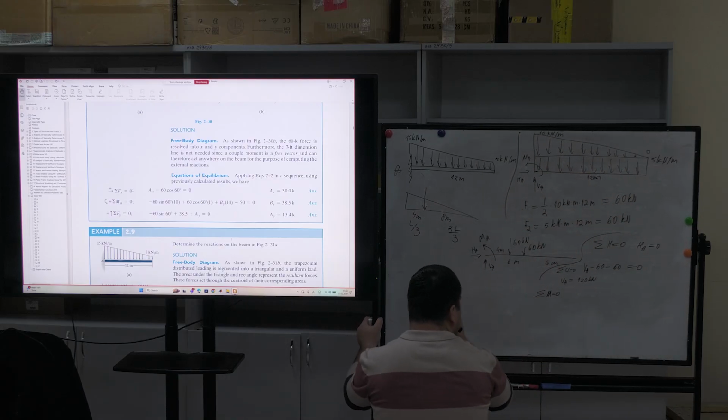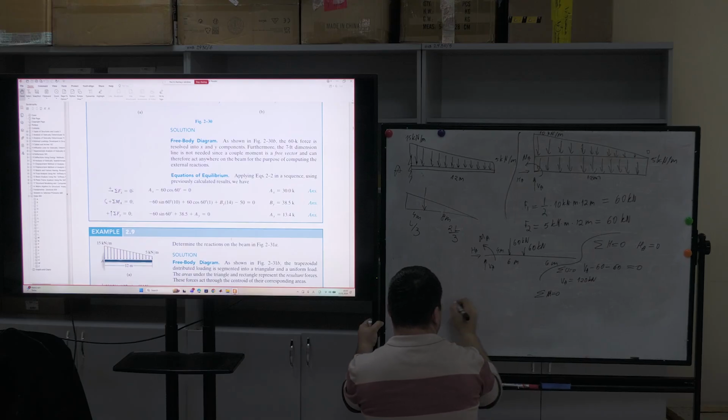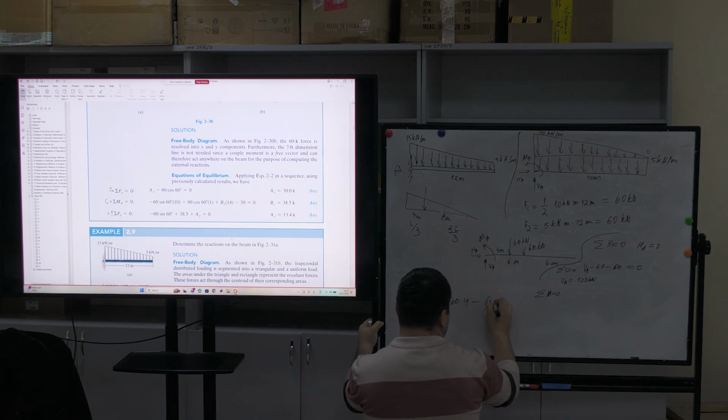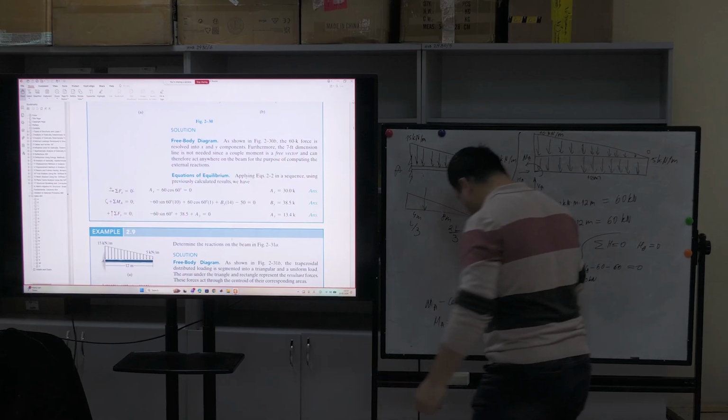Okay, good. So MA minus 60 times 4 minus 60 times 6 is equal to 0, yes? MA is equal to 600 kilonewton meter. Right?